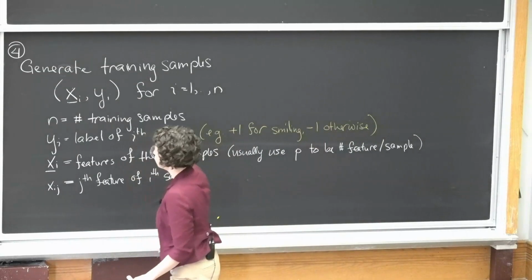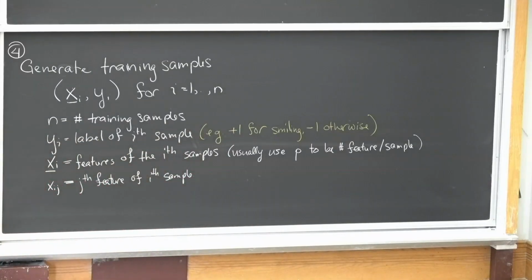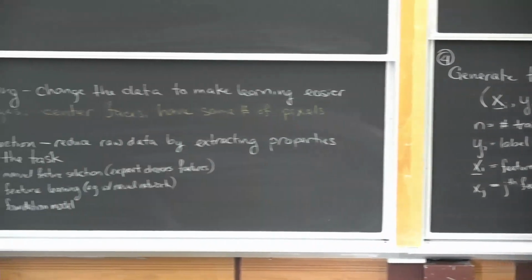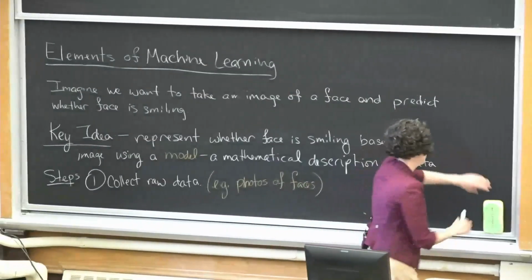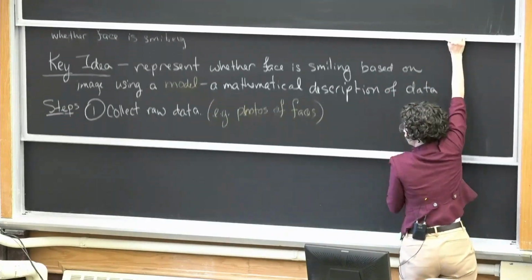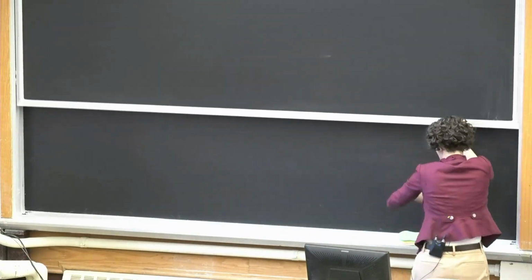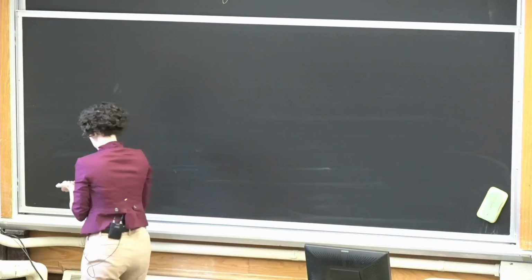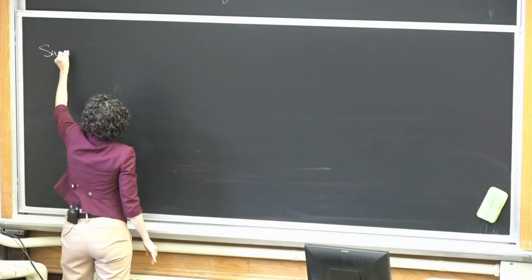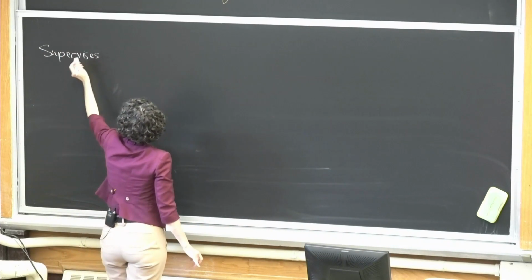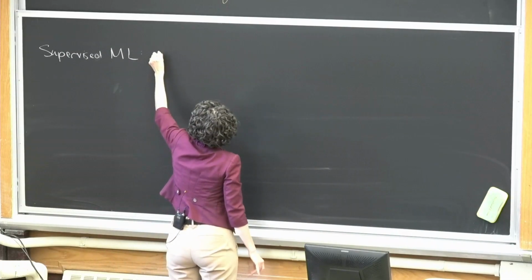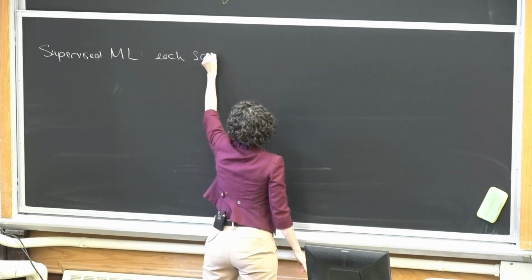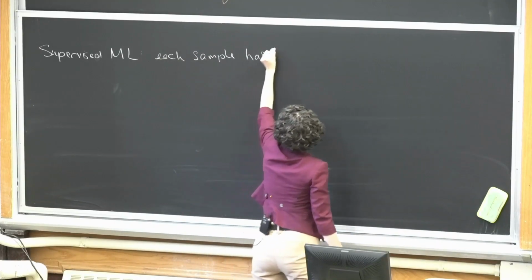Okay. Now, I also want to emphasize that I'm kind of focusing on one form of machine learning here, called supervised machine learning, and that is going to be our initial focus in this class. So when we talk about supervised machine learning, we mean that each sample has a label.